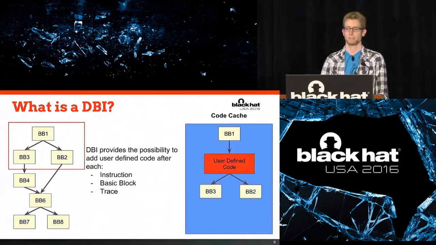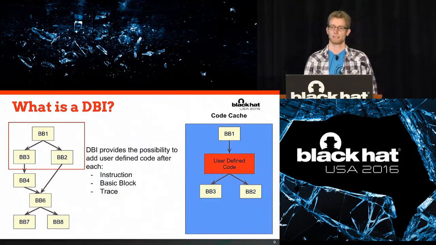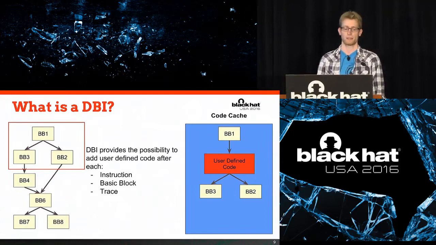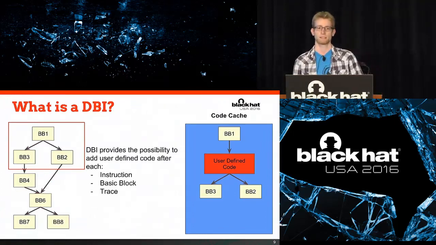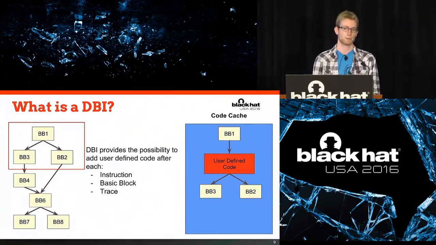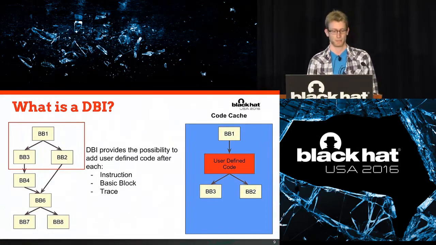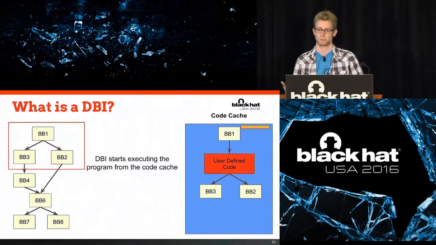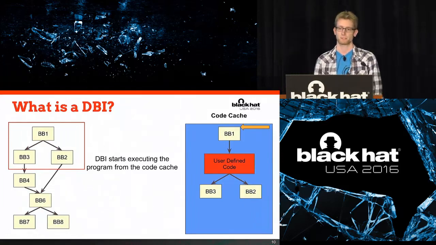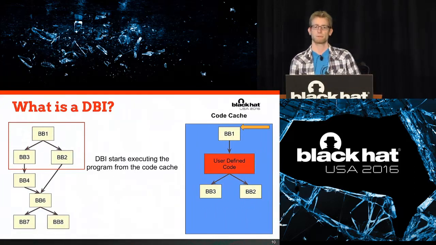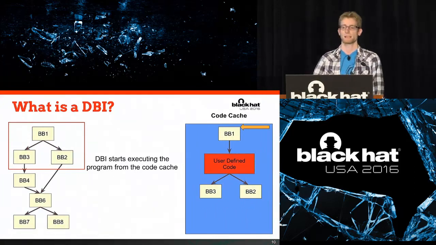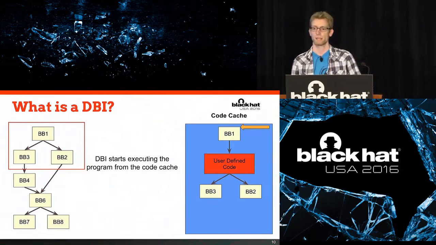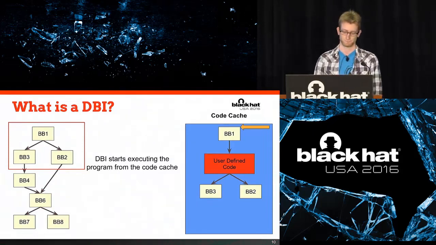At this point, the DBI analyzes the code inside the code cache and allows the insertion of user-defined code with a granularity at the level of the instruction, basic block, or trace. Finally, the DBI starts the execution of the newly created trace from the first instruction inside the code cache. Moreover, the DBI provides additional functionalities like Windows system call hooking and API hooking.